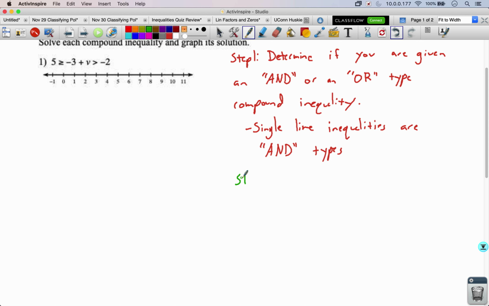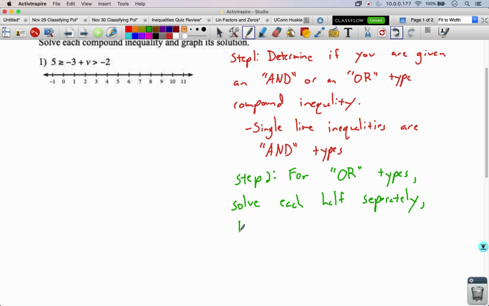All right, step 2. All right, so for or types, we want to solve each half separately, then graph, and keep both rays.